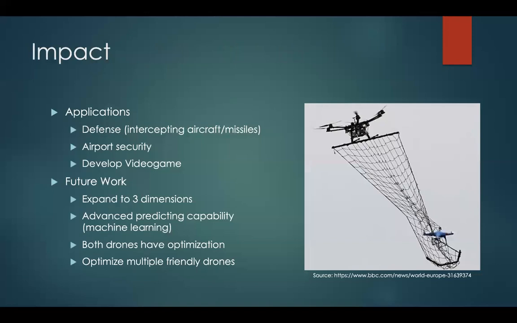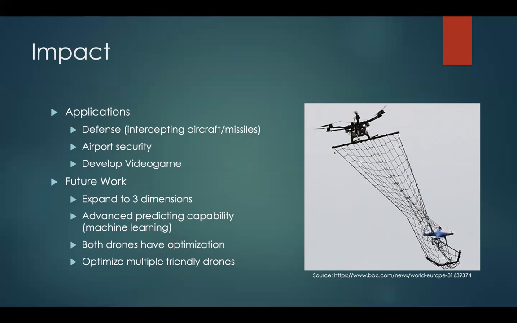So the impact of this project, first of all, the applications. This has applications in defense, for intercepting incoming aircraft or missiles using a controlled drone or aircraft. This has applications in airport security, as we mentioned, where airports have to deal with amateur drone pilots flying and violating their airspace all the time. You might want to go and intercept those drones optimally. And this also has applications in video games for developing AIs that are more challenging or more realistic for players to interact with.